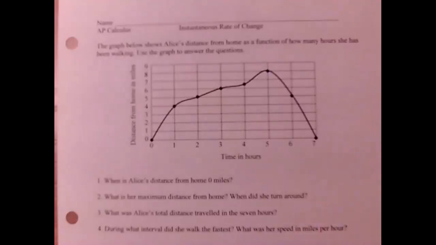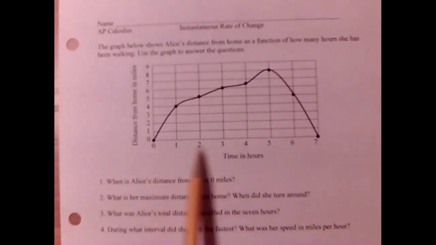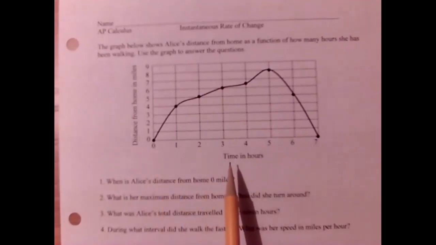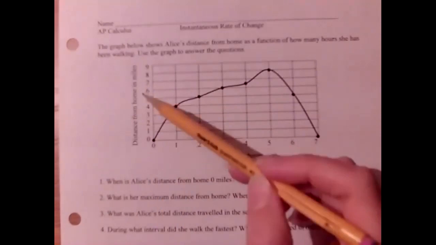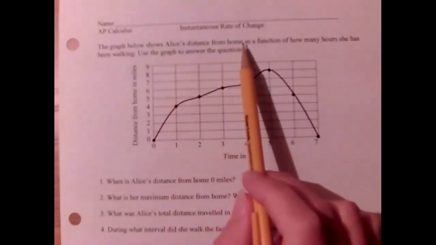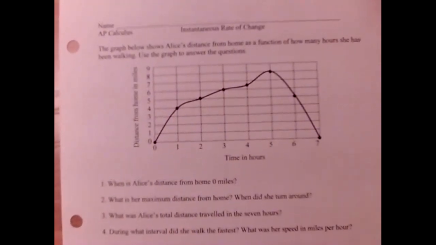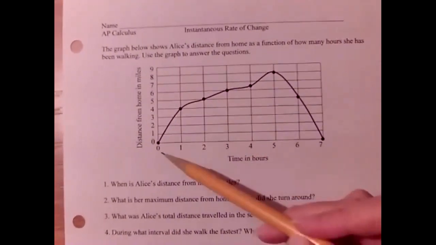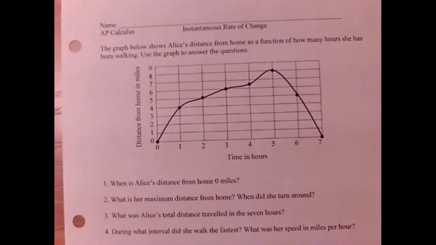All right, so we have this graph. Along the x-axis, we've got time in hours, and along the y-axis, we've got distance from home in miles. And it's showing Alice's distance from home as she is going for a walk. So she walks away from home and then she comes back home.